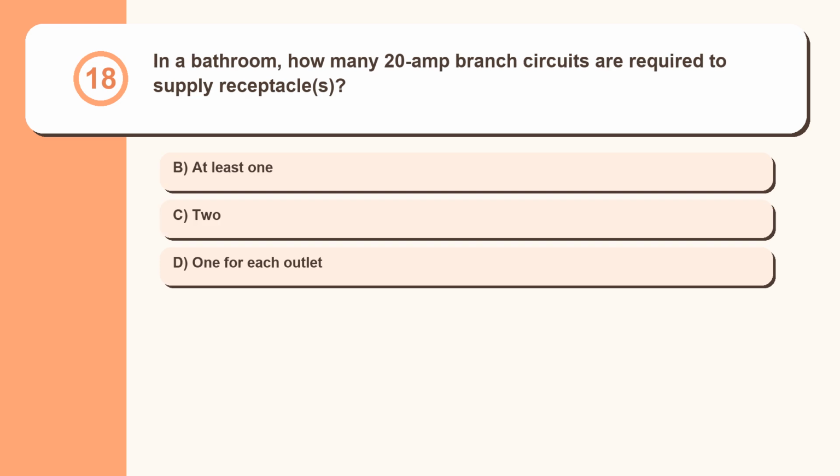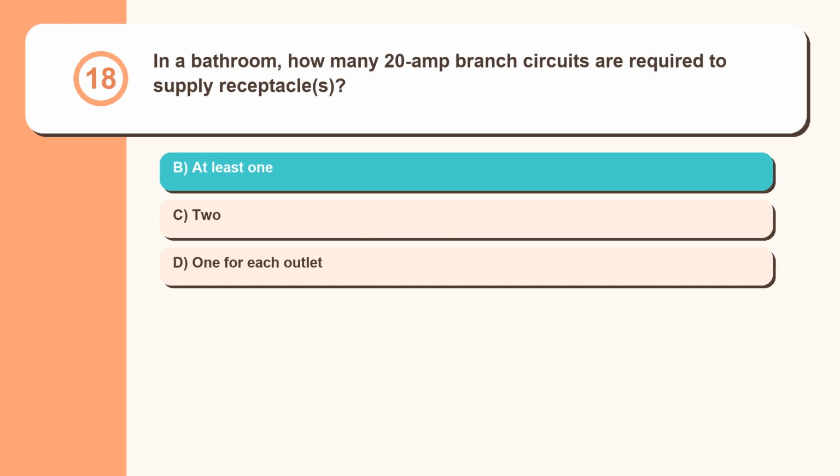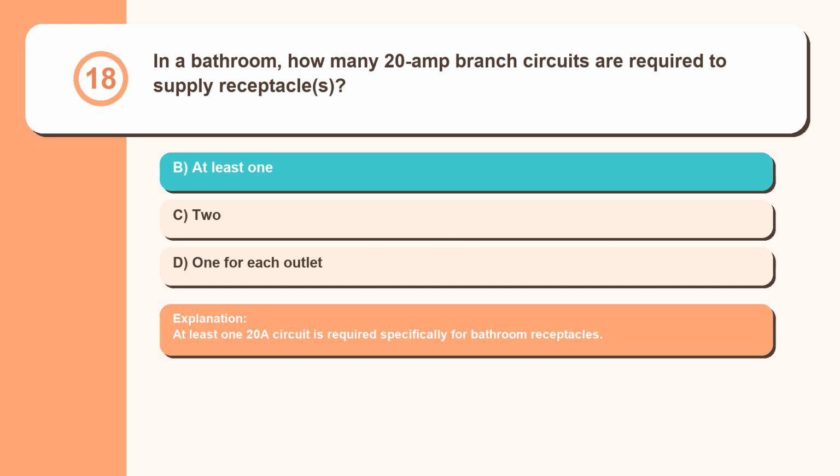Question 18. In a bathroom, how many 20 amp branch circuits are required to supply receptacles? At least 1, 2, 1 for each outlet. At least one 20A circuit is required specifically for bathroom receptacles.